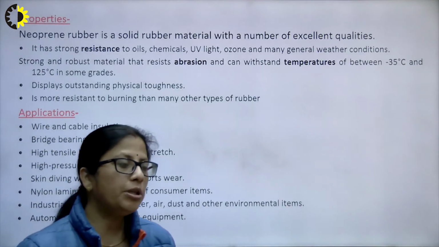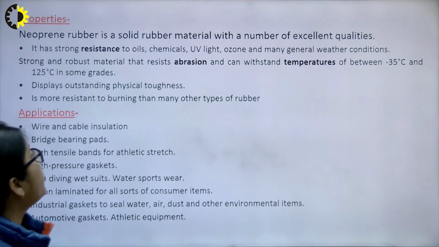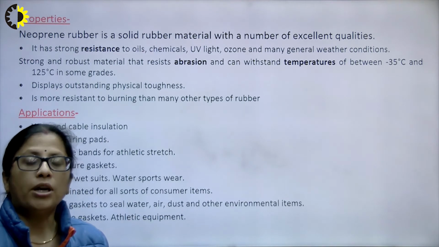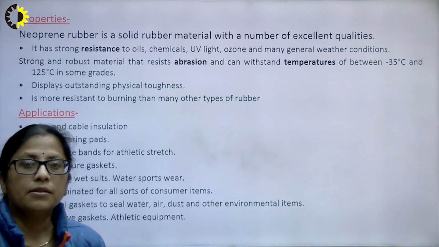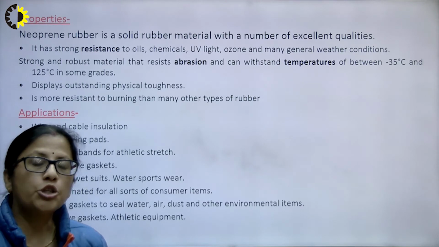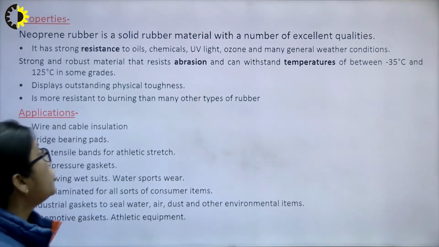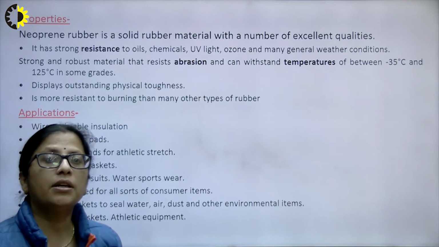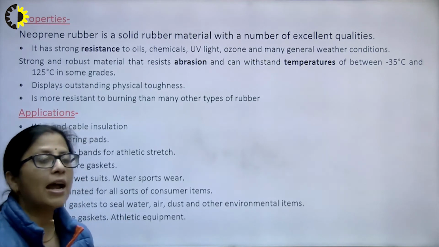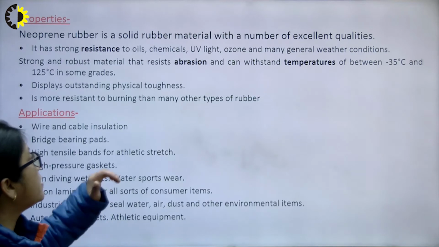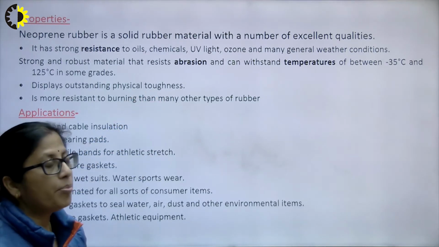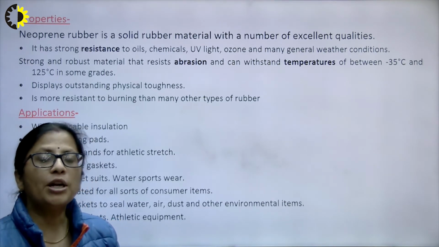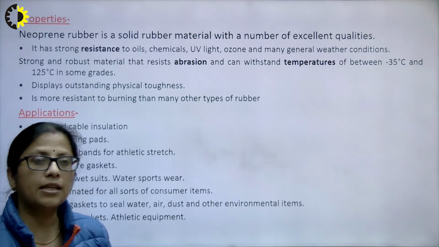Now, coming to the properties of neoprene. This neoprene is a solid rubber material and it has good qualities. It shows resistance towards oils, chemicals, ultraviolet light, ozone and many other general weather conditions. It is a strong and robust material and it can resist abrasion and can withstand temperature ranges between minus 35 degrees centigrade to 125 degrees centigrade in certain cases.